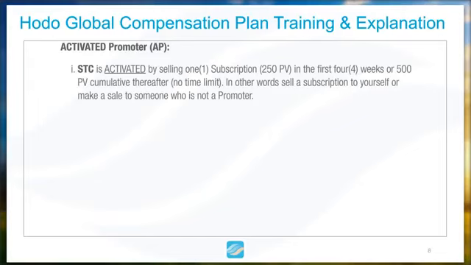Everybody will sign up for $88 and $308.88, so it's not a big deal. But for legal purposes, we have to put these things in here that if somebody just signs up for $88, and they don't do it in their first 4 weeks, they can still do it by getting two subscriptions, no time limit, and then they're activated.